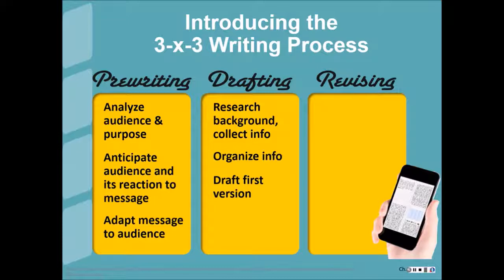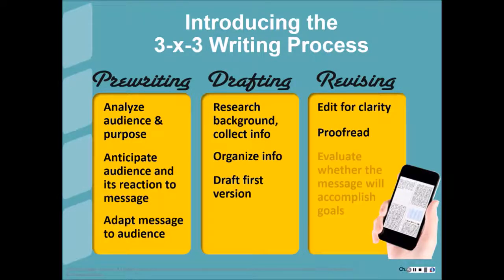Then we look at it, we've got our first version, and then we revise it. We want to edit for clarity. Again, moving things around, changing words, double click on a word, right click to see the thesaurus and see if there's a better word for what you're trying to say, if it seems like it might be unclear. Proofread means checking for errors of spelling, punctuation, capitalization, numerical errors, grammar, and paragraphing. And then evaluate whether the message will accomplish its goals.